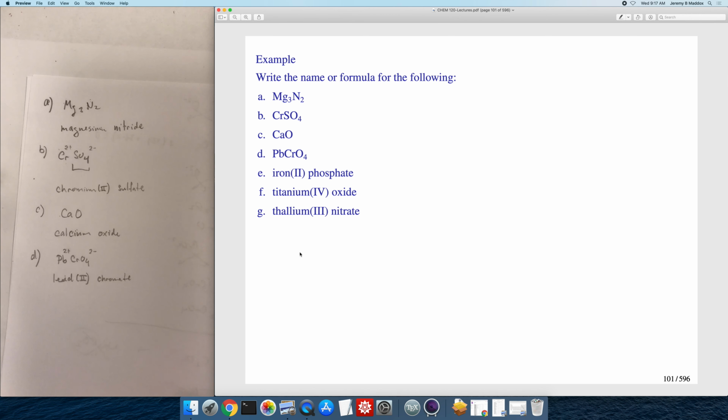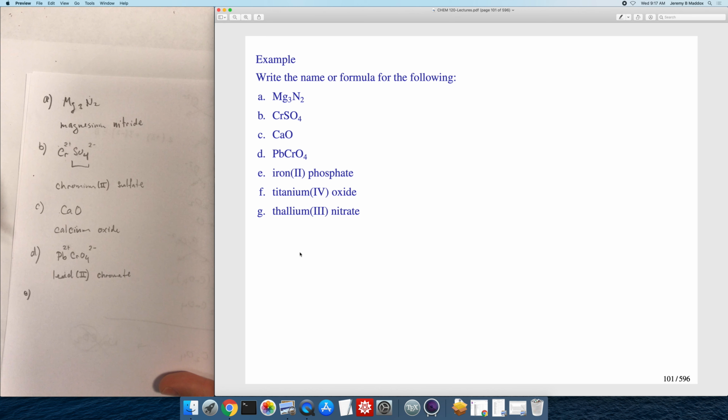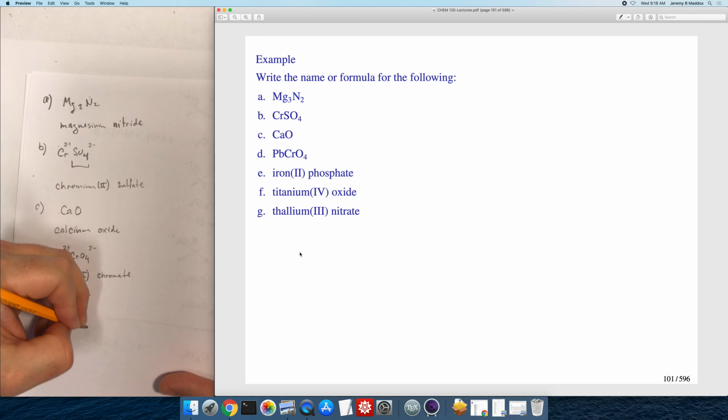For parts E through G, we're going the other way. We're given the name, and we're being asked to find the chemical formula. So the symbol for iron is Fe, and we're told that this is the iron(II) cation, so we have a +2 charge. Phosphate, we need to have that memorized as that. Now, we have to get rid of the charges, and we need to get the subscripts correct. So we bring the charges down. We'll have Fe3(PO4)2.